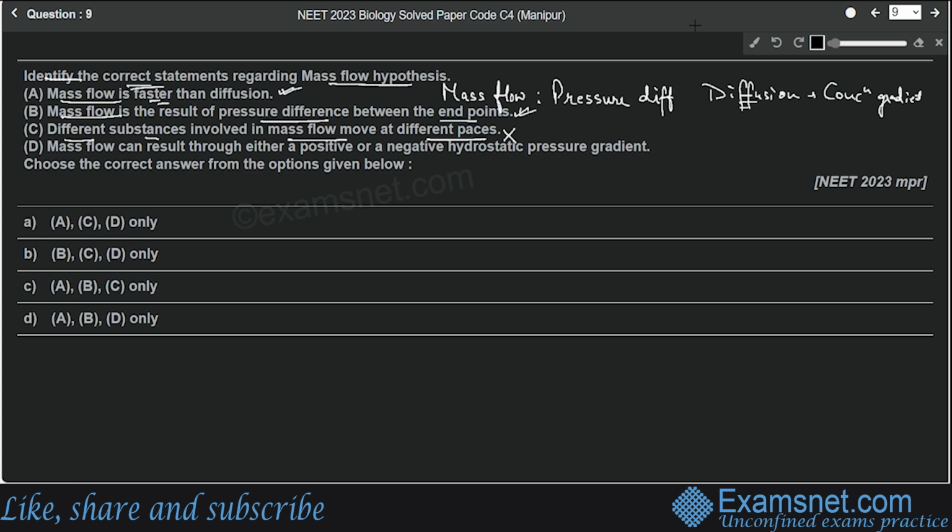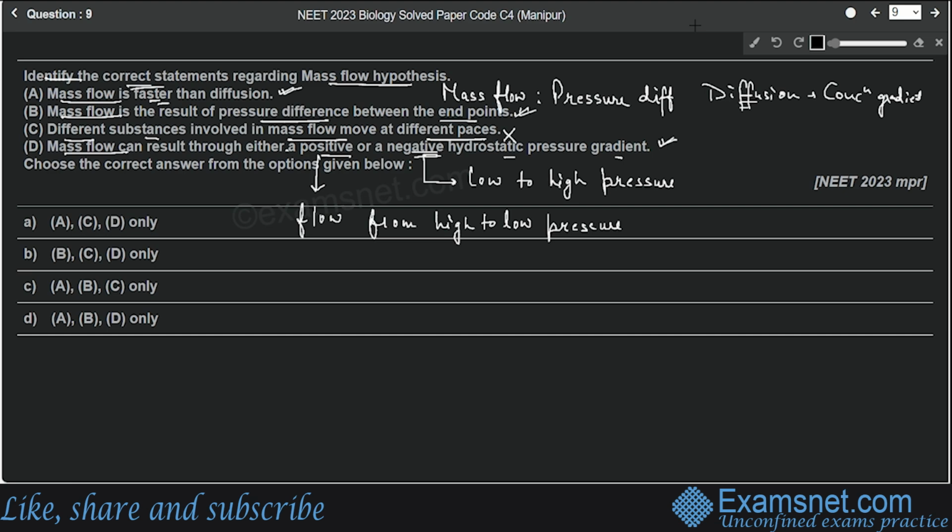Then the last statement says mass flow can result through either a positive or a negative hydrostatic pressure gradient. This is also a correct statement. Positive hydrostatic pressure gradient means the flow from high to low pressure. And negative hydrostatic pressure means the flow from low to high pressure. And this type of flow, that means negative hydrostatic pressure, will require energy. Okay, and it depends on where the source or the sink is located.